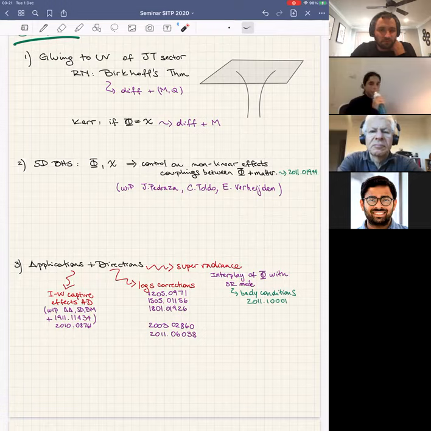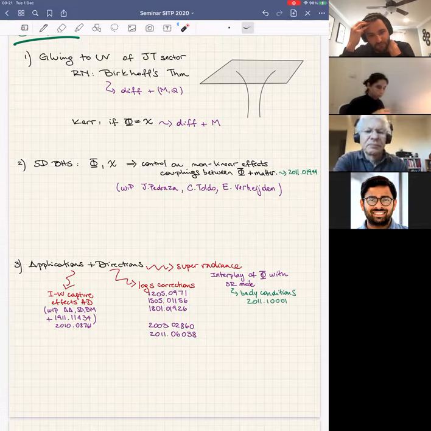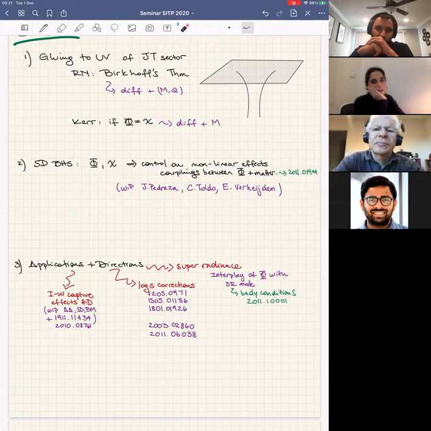So maybe I had a question about the superradiance and the ergo region. How should I expect the JT physics to describe the ergo region? Do you think it knows about it by coupling to this tower of scalars, the tower of fields? Yeah, that's my guess, that it knows about it from there, but I'm not absolutely sure.